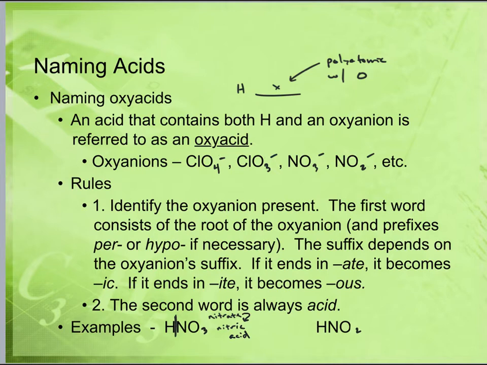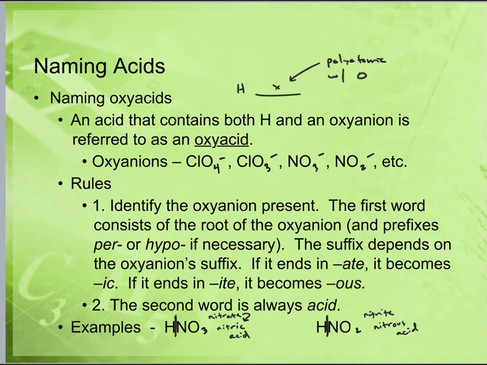HNO2, same thing. We know this is an oxyanion. It's got oxygen in it. Separate out the hydrogen. NO2 is called nitrite, an "ite". Same thing, so we've now identified the oxyanion. We take the root, which was the nitr, and the new suffix, since it used to end in "ite", is now "ous", so this is nitrous acid. Okay, and that's how we do that.